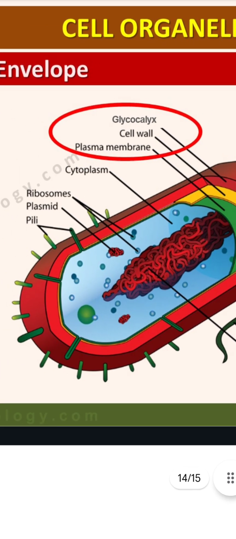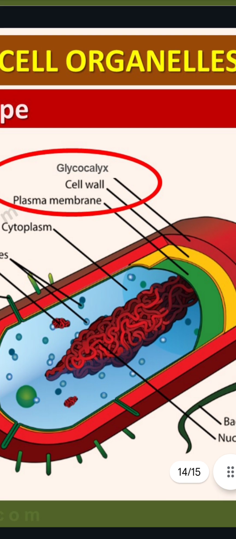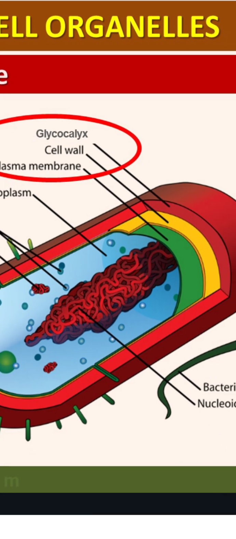Let's look into it once again. First is the plasma membrane, second layer is the cell wall, and third layer is the glycocalyx. Now let's look into more detail.